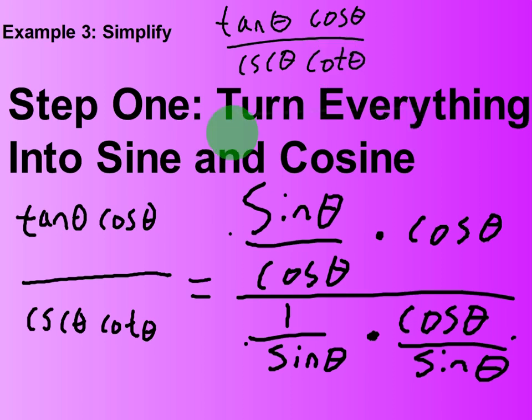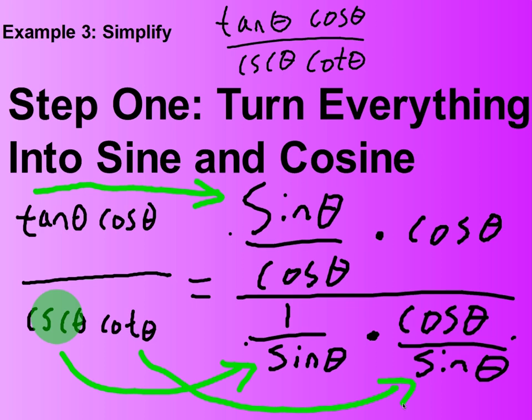For the first step, you're going to turn everything into sine and cosine. Again, we do that because once everything's in terms of sine and cosine, it's much simpler to simplify. So this tangent of theta is going to quickly convert. Let's use a different color here. We'll use green. Tangent of theta is going to convert to sine of theta over cosine of theta. Okay? Now the cosine of theta is going to remain the same. However, on the bottom we can convert those. Cosecant of theta, as we've proven before, is equal to 1 over sine. And cotangent of theta is equal to cosine over sine.